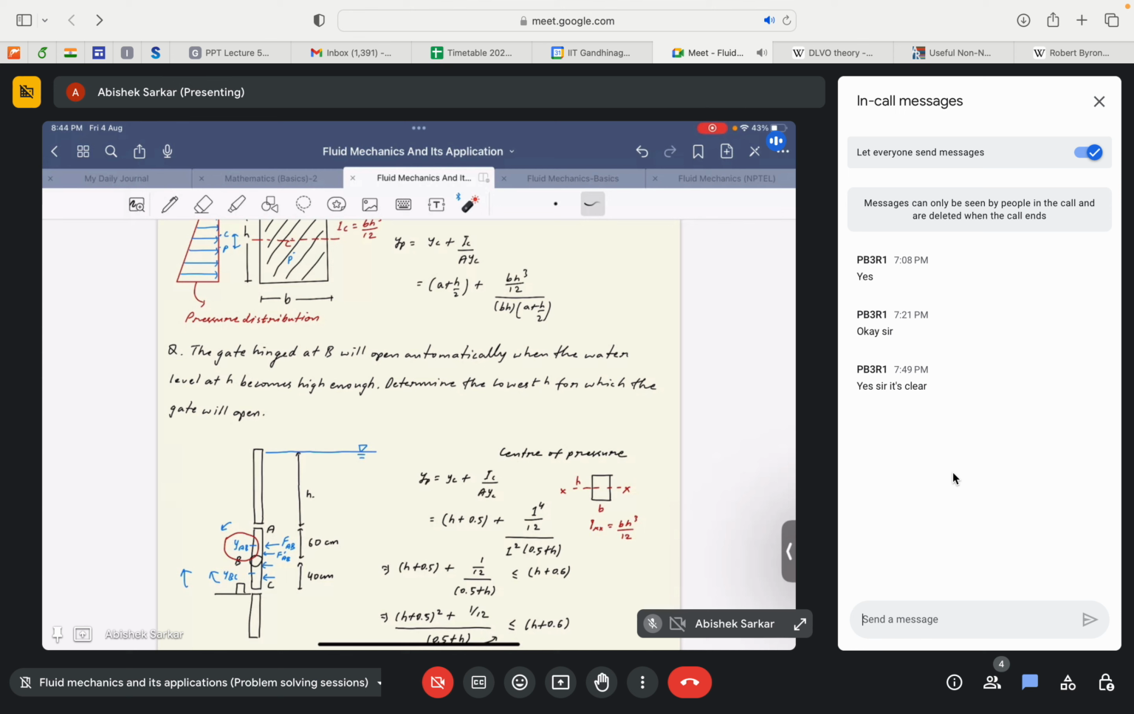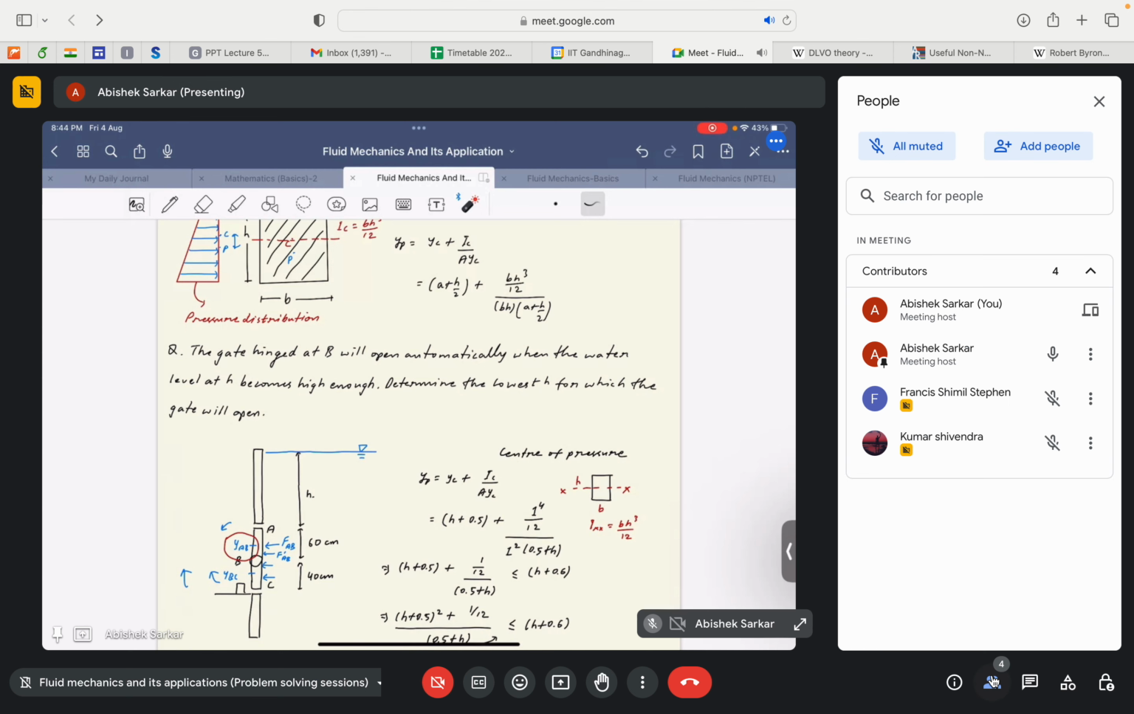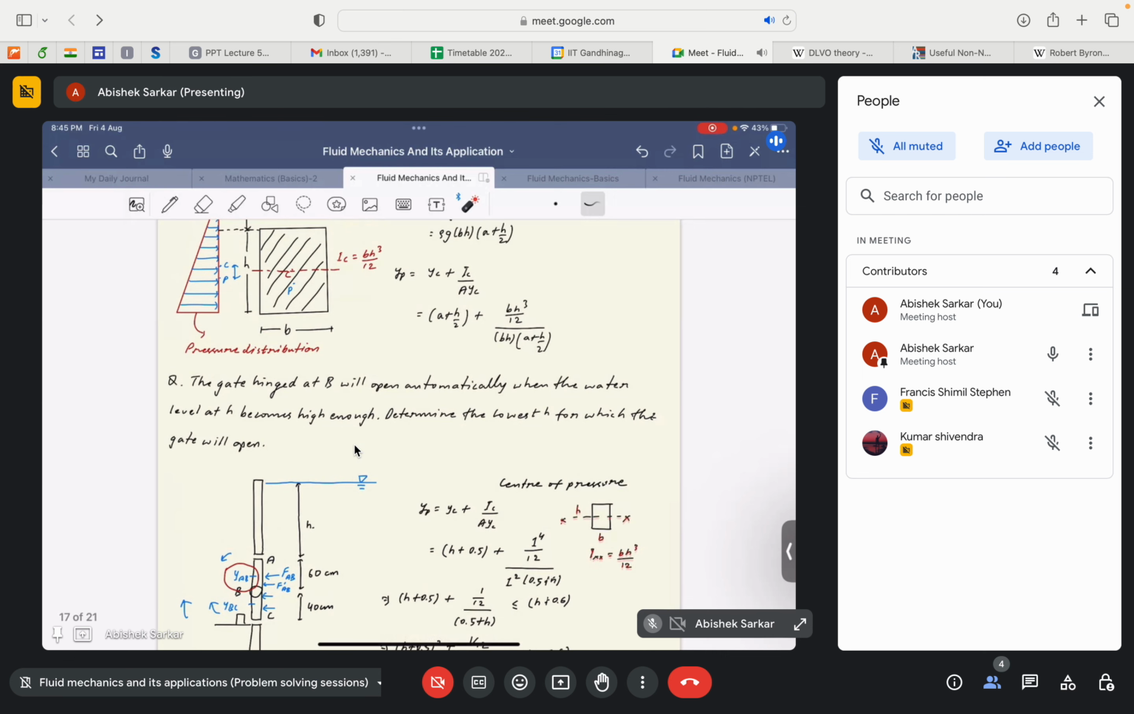Am I audible? There are only two students right now, Shivendra and Stephen, if I am pronouncing the names correctly. If both of you are able to follow what I am telling, have you understood the question? Yes, sir. Okay. Then could you tell me at what instant the gate will open?